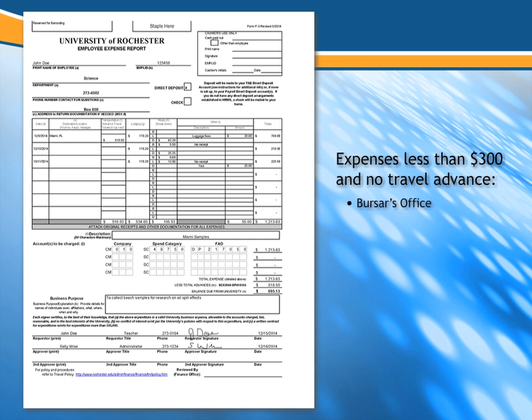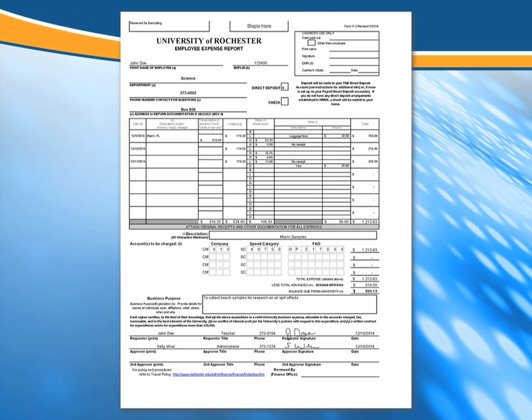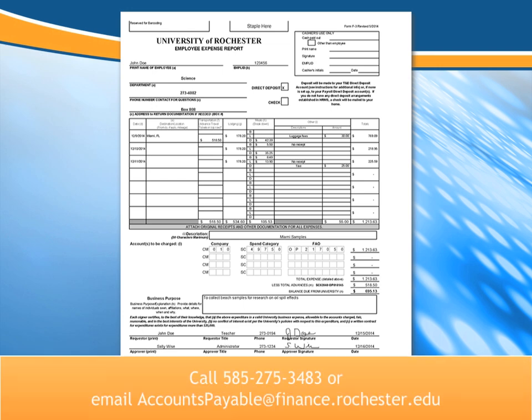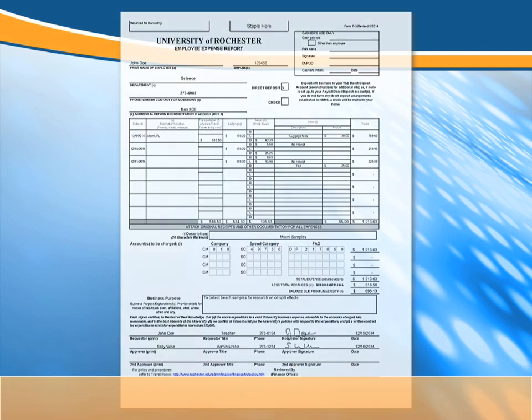If your expenses total less than $300 and do not include a travel advance, you may submit those to either the bursar's office, the ESM business office if under $50, or the MC cashier's office for payment. For help completing the F-3 form, refer to the instructions for tips as well as contact information for asking specific questions. Or you can call or email Accounts Payable.